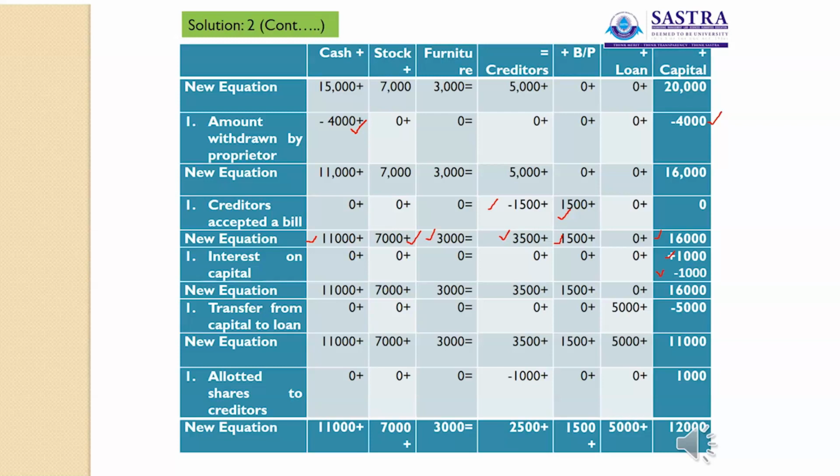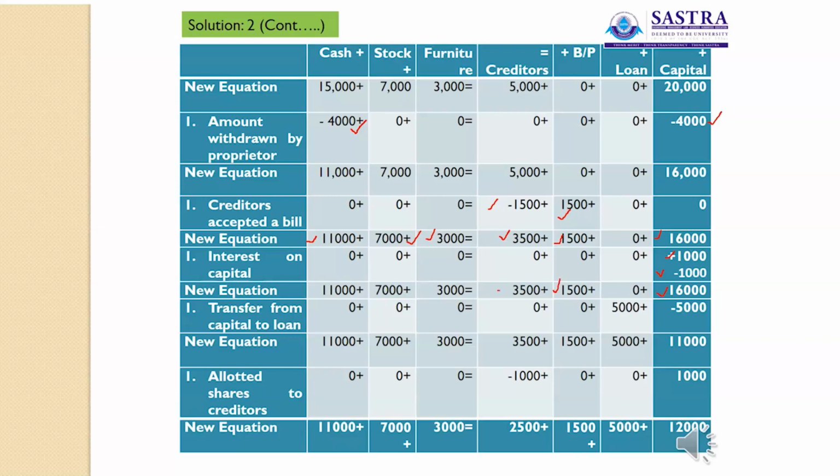Here, assets and liabilities will not be affected by interest on capital and interest on drawings. That is not affected by interest on capital and interest on drawings. So there is no effect here. Okay, the same amount is applicable, 16,000 is the amount of capital. So the same 16,000 here. And then bills payable as usual 1,500.